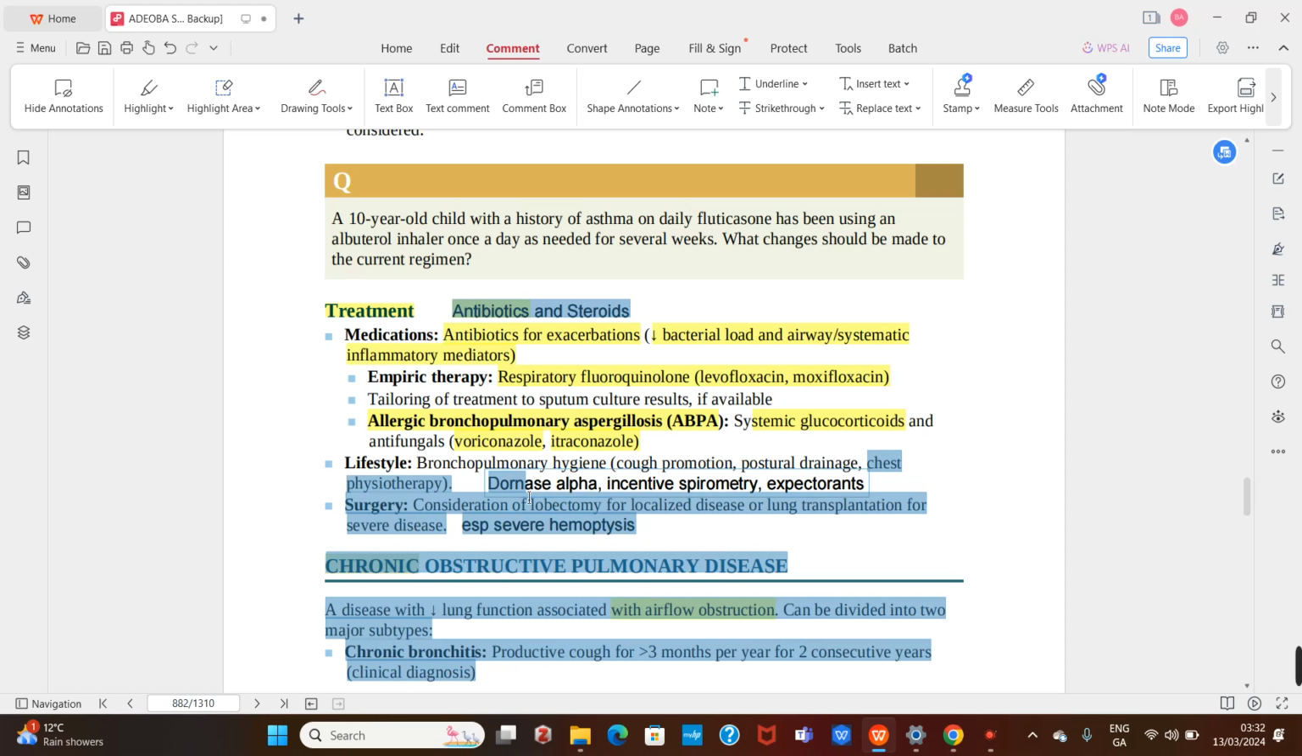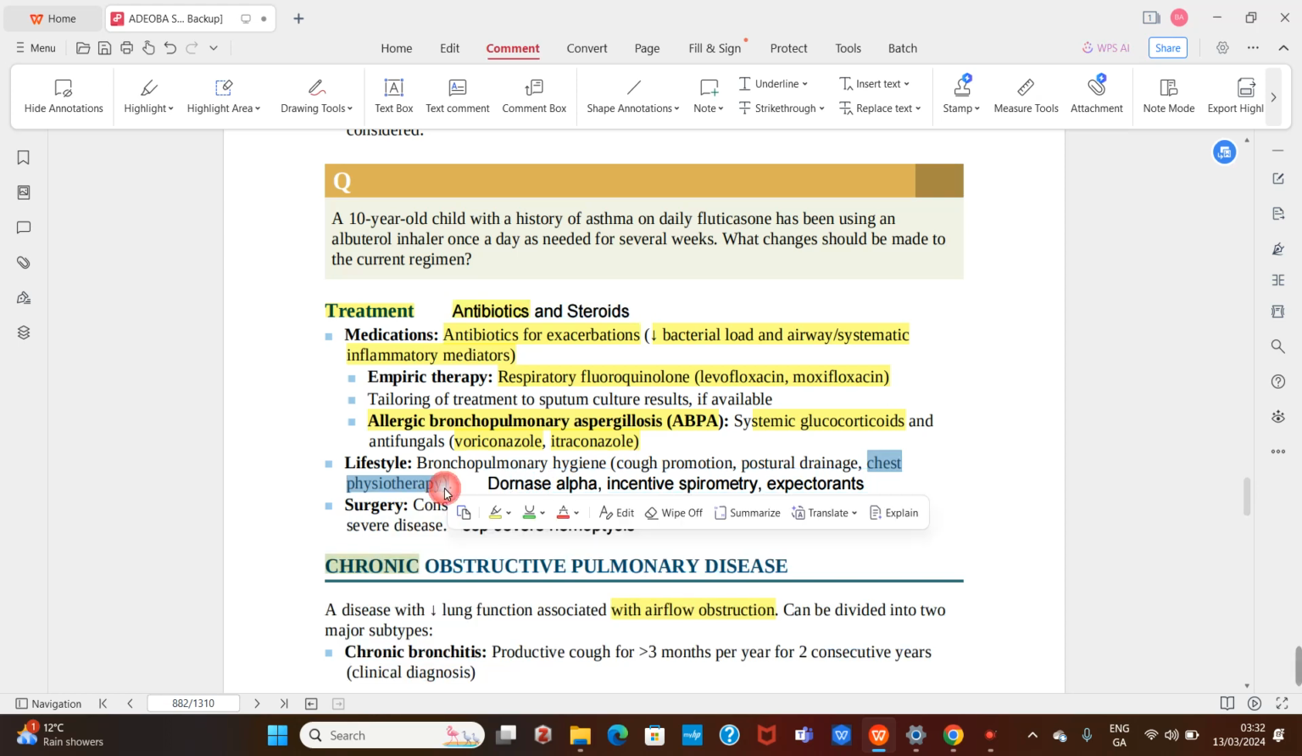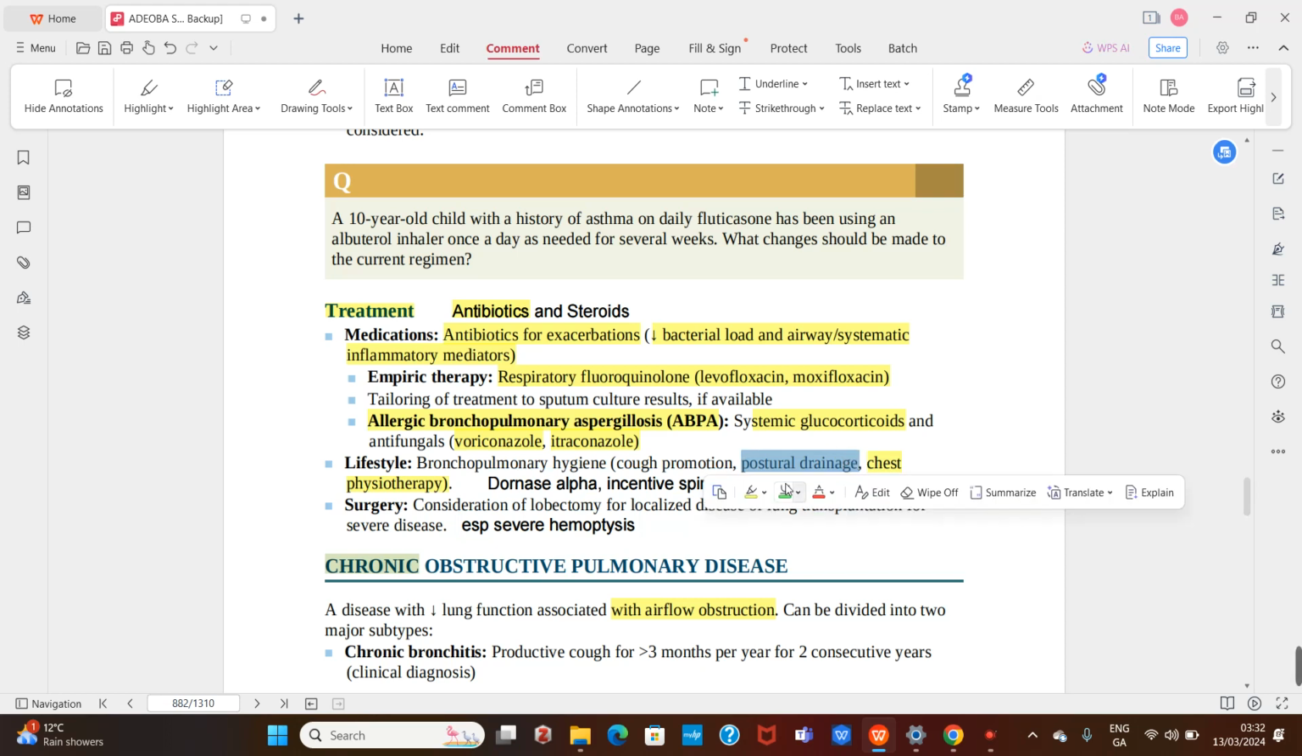You can encourage incentive spirometry, blowing air to facilitate the mucus drainage. Sometimes you can do chest percussion. You can position them in certain positions. There are a lot of positions that they put them in just to allow gravity to help with the drainage process. You can give expectorants to promote cough so that they can bring out the mucus clogging the airway. So, cough promotion to drain out the mucus.